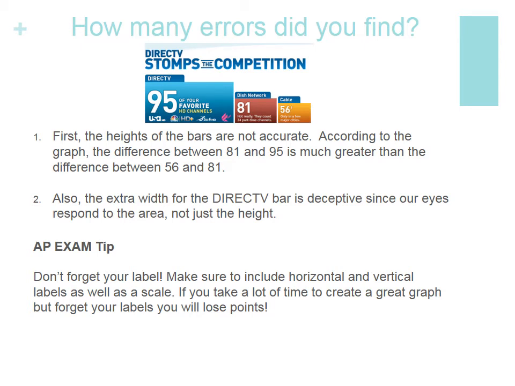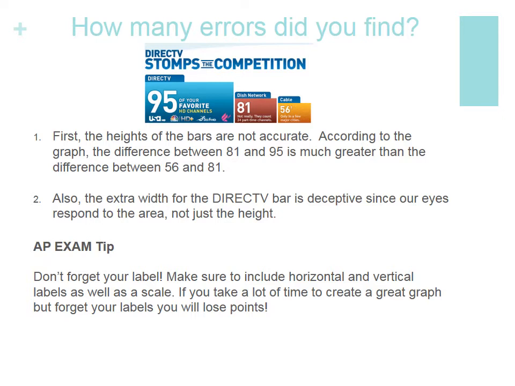Okay, so let's see. Did you find the correct errors? So let's take a look at these. So we're saying, oh, hey, DirecTV has 95 of your favorite channels. Dish Network only has 81, and cable TV only has 56. But the heights of the bars aren't really that accurate. 95 is not necessarily twice as high as the 56 bar. Okay, so the difference between 81 and 95 is much greater than the difference between 56 and 81.